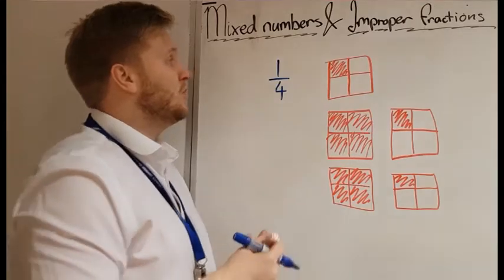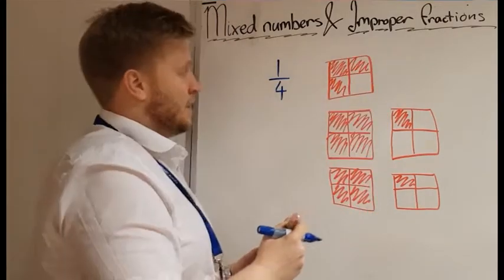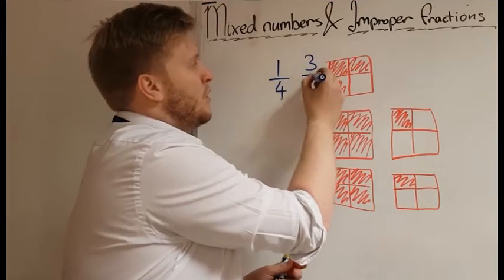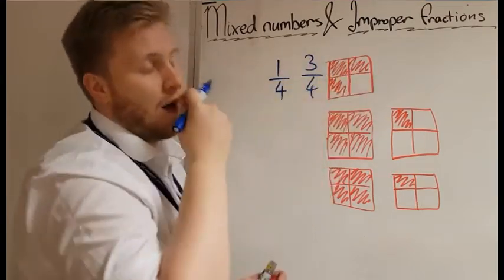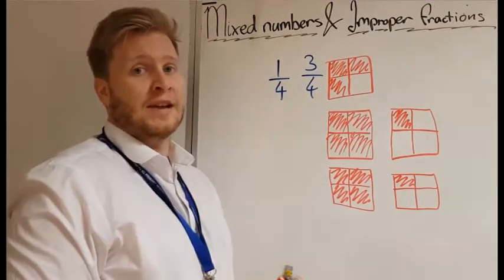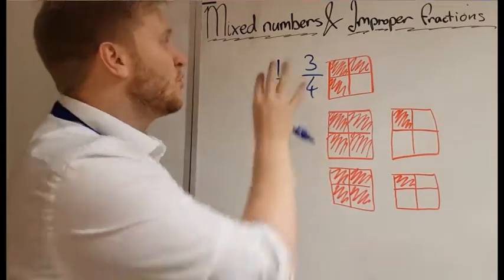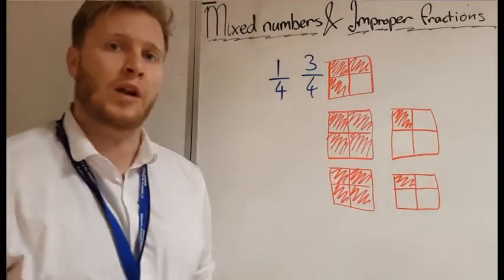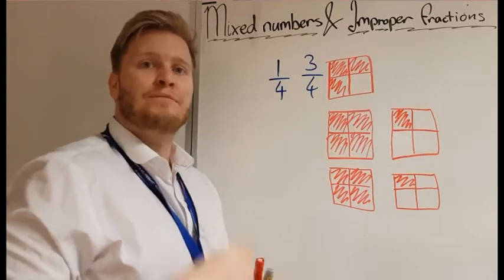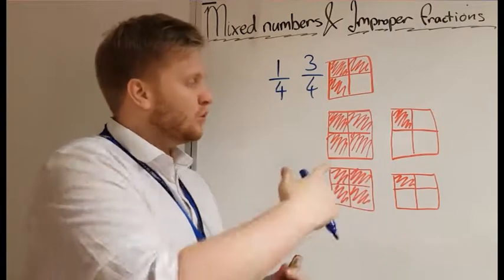If it was shaded in two, say, or even three, then that would be 3/4, because three of the four sections are shaded. So that's what a fraction is. But in this video, what we're really looking at is mixed numbers and improper fractions. A fraction is a part of a whole, but sometimes you will have more than a whole, but still not quite a whole number. I'll show you exactly what I mean.